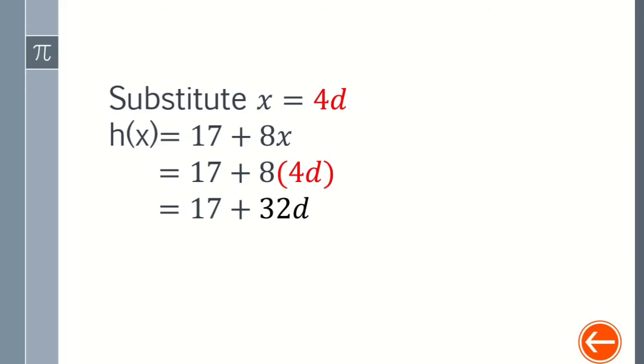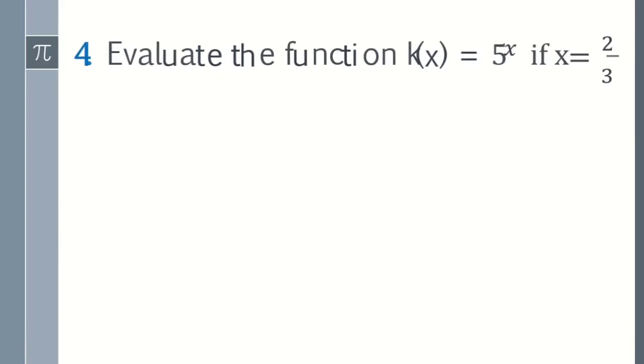Kaya sa equation na 17 plus 8x, palit natin si 4d kay x. Okay? So, 17 plus 8 times 4d. 17, copy lang natin. 8 times 4d is 32d. Kaya ang tamang sagot natin ay 17 plus 32d.